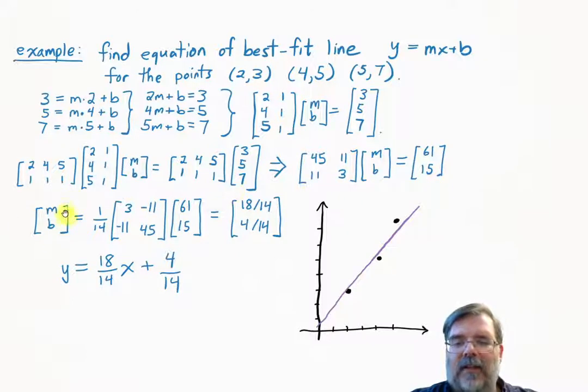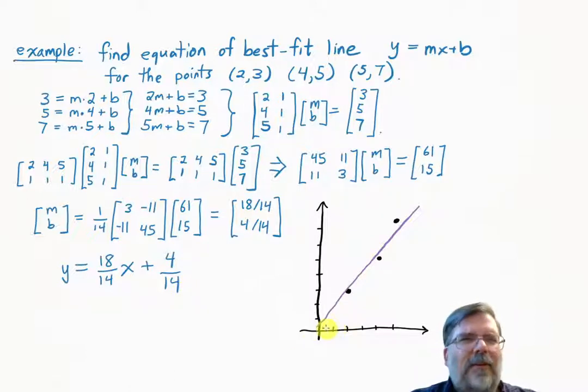And then you go ahead and calculate the inverse of this matrix. Strangely coincidentally, again, the determinant was 14. And it's not always 14, but it was in these examples. And so (m, b) is equal to the inverse of this matrix times your vector of constants. And that gives you your slope and your intercept of the line of best fit. In this case, the slope is 18/14 and the intercept is 4/14.